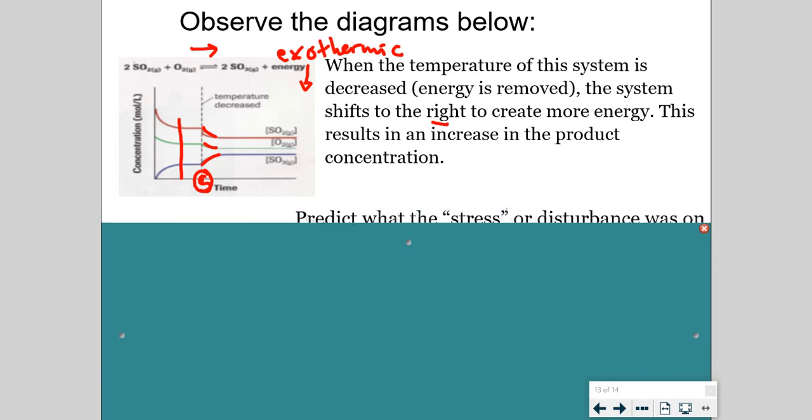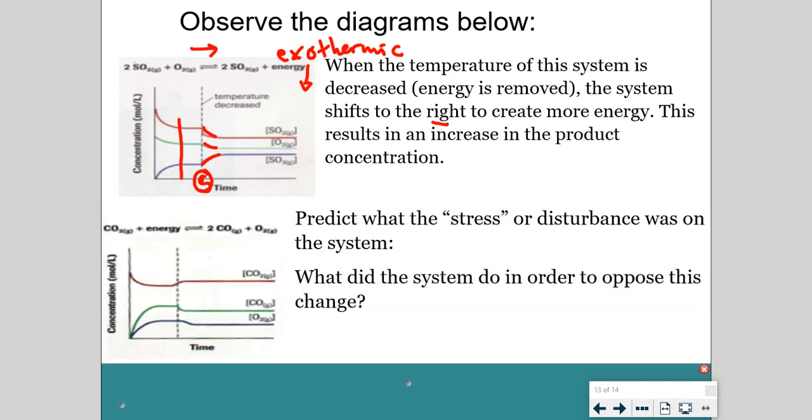Next, I don't have the answer here, so I'm going to explain what's happening, and then I'll give you a moment to try to answer this yourself. This is not an exothermic reaction. Instead, this is an endothermic reaction, and we have products and reactants. We have two products here that start at a concentration of 0, and one reactant. Beginning at time 0, our reactant starts off at a higher concentration, and then it begins to decrease while products increase. And it looks like equilibrium is reached roughly along this point.